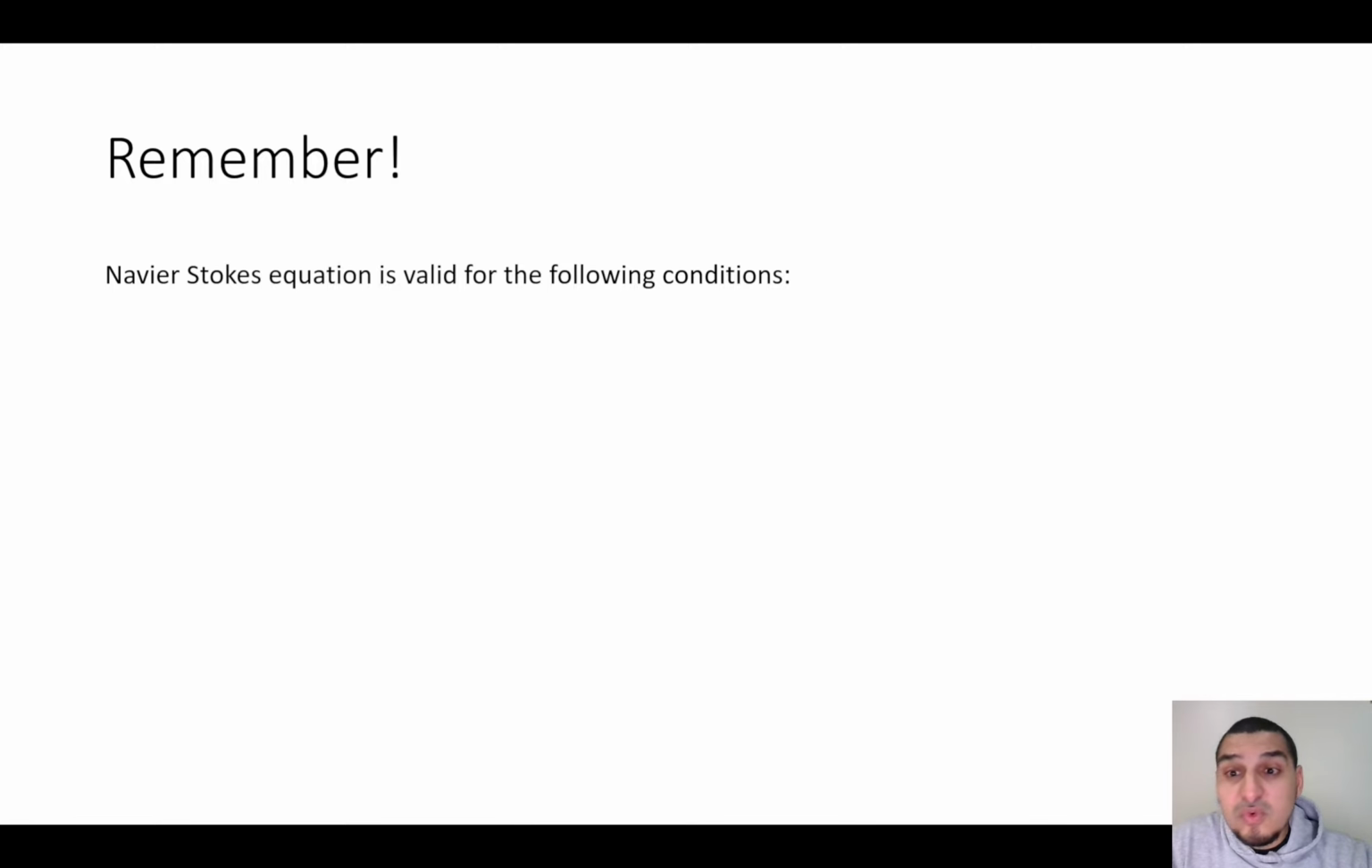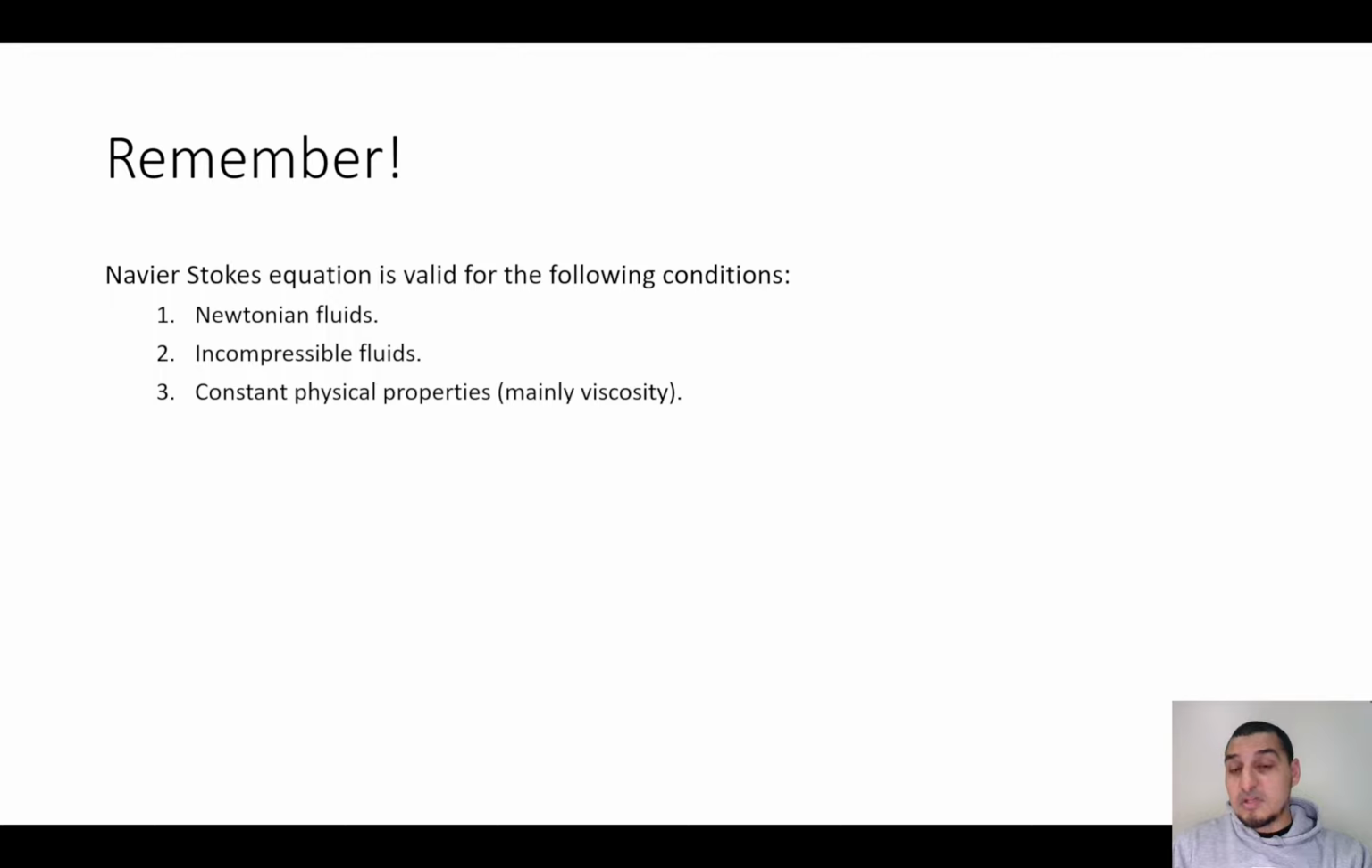It's valid for Newtonian fluids. So the fluid has to be Newtonian with constant viscosity, or constant physical properties to be a general assumption. So it has to be constant physical properties and incompressible fluid and Newtonian fluid. These three assumptions must be valid in any problem that we are going to solve using the Navier-Stokes equation. This is very, very, very important.